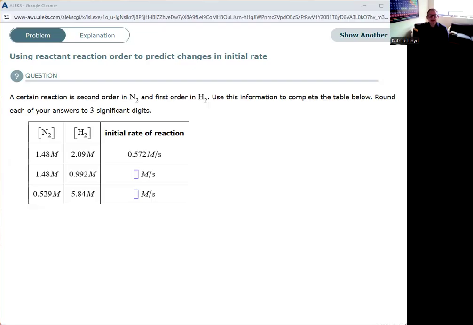Then in a second experiment, they give you the same concentration of nitrogen, 1.48, but they back off the concentration of H2 to about half of what it originally was. Now it's 0.992. And then they ask you to find the initial rate of reaction. And then they do a similar thing for the third experiment. In that case, hydrogen's a very high concentration, 5.84, and nitrogen's much lower at 0.529. So here's what we'll do.